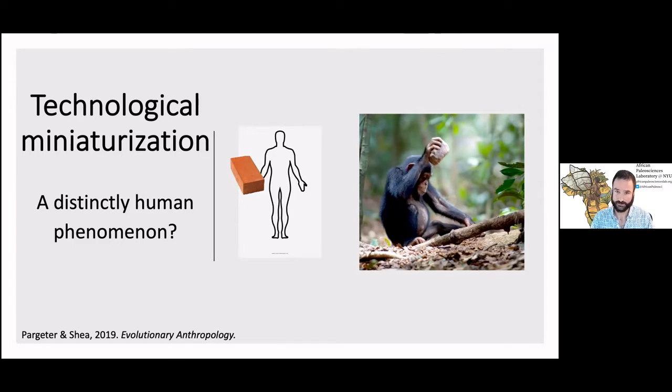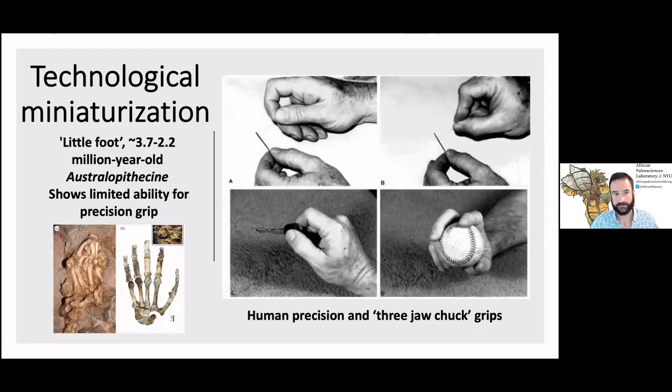However, to really answer this question in more detail, we've got to go back in time a little bit into the fossil record to see if any of our ancestors had the ability to do what we do with objects. Now, if we look at the hands of our earliest ancestors, this is an example of Littlefoot, which you'll all know fairly well, that dates to somewhere between 3.7 and 2.2 million years ago. It's an Australopithecine, it's a hominin, and its hand shows a limited ability for precision gripping. It's not designed in the same way that ours are, which you can see on the right-hand side here.